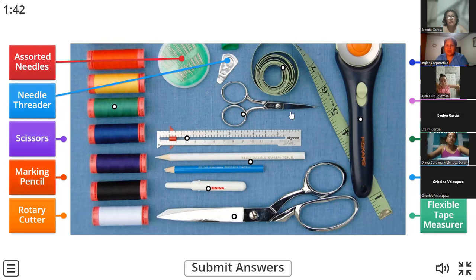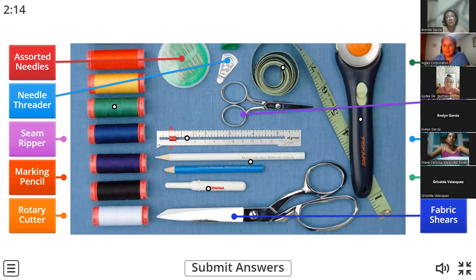What are the scissors? We have two here. Okay, ¿cuáles serían las scissors? Which one do you think are the scissors? Las tijeras. This one? Yes. Okay, and the big ones are different, okay? They are for fabric, para tela. So in that case it will be this one. Fabric shears. ¿Cuál es la aguja para descoser que ustedes tienen? How do you think they are called?